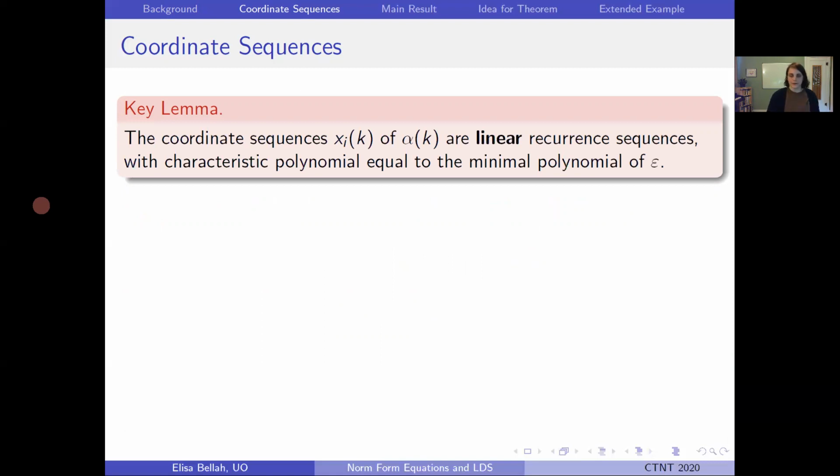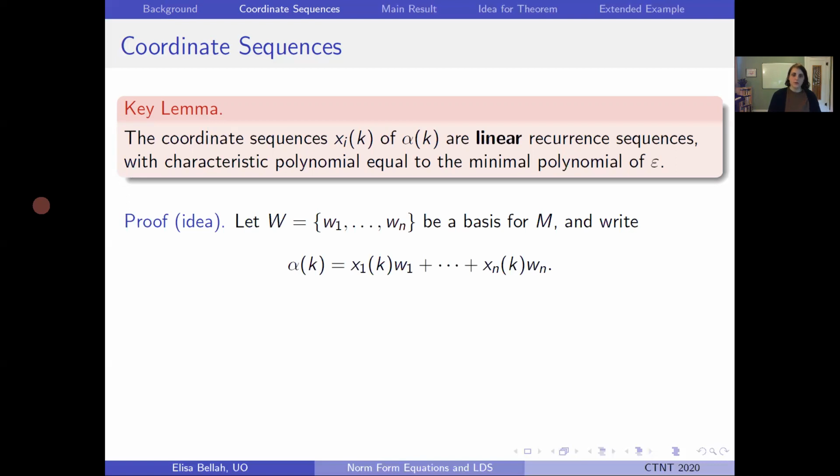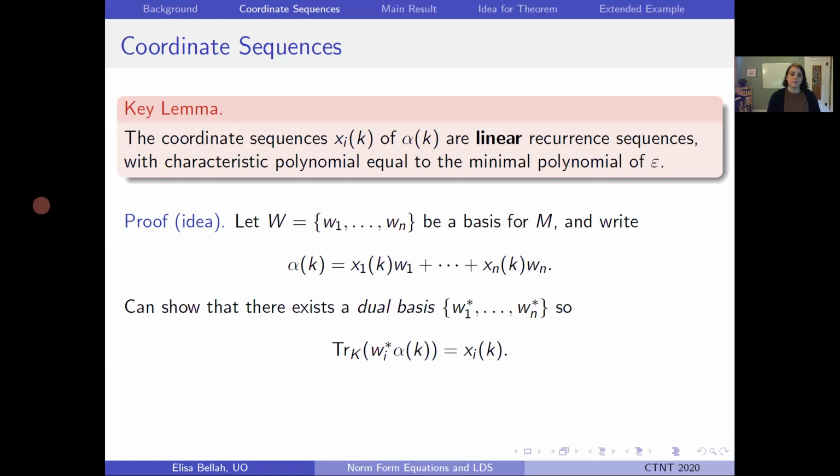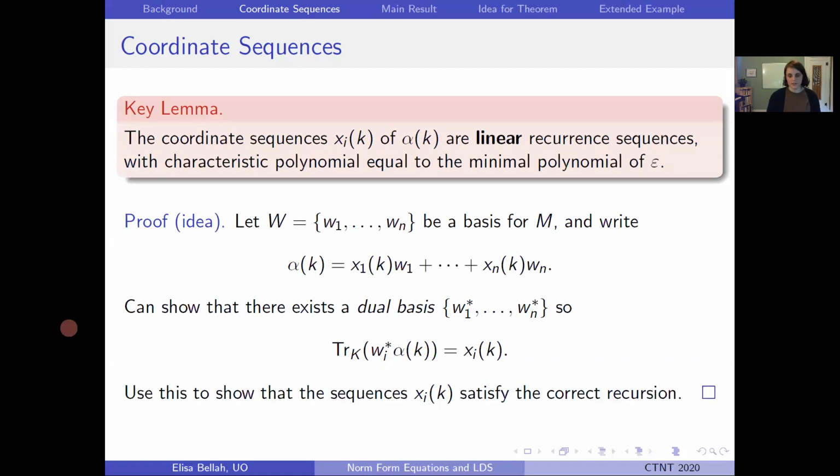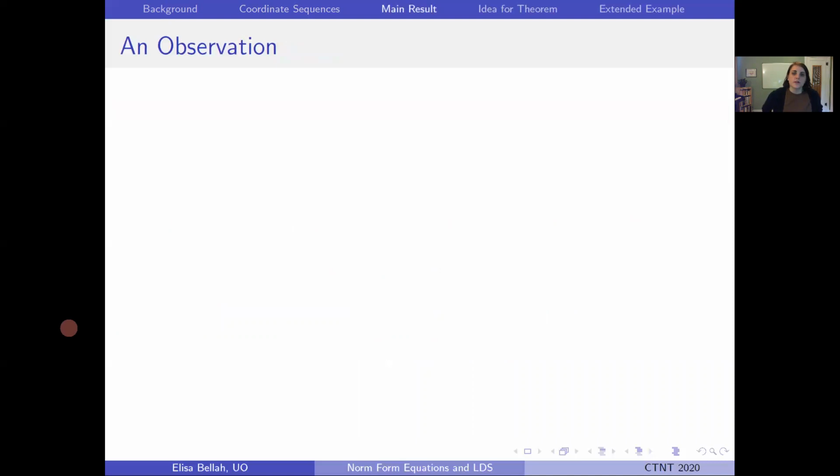Okay, so let me just give a very quick sketch of this fact, just so you can see the main part of where it's coming from. If you choose some basis for your module and write your solution sequence with respect to this basis, you can show that there exists this dual basis, so that if I plug a dual basis element into the left-hand slot of my trace pairing and my solution sequence into the right-hand slot, then I exactly pick out the ith coordinate. And then this gives you a way to show that the sequences that you want satisfy the correct recursion.